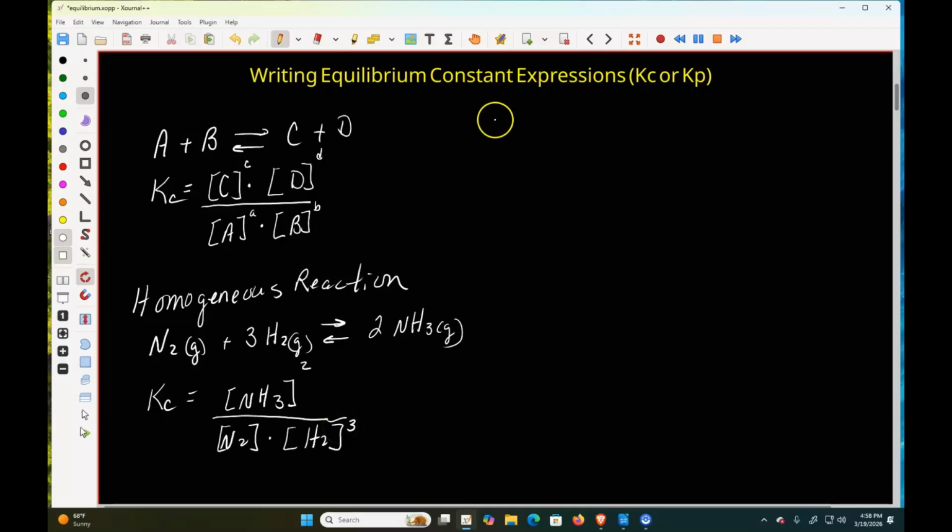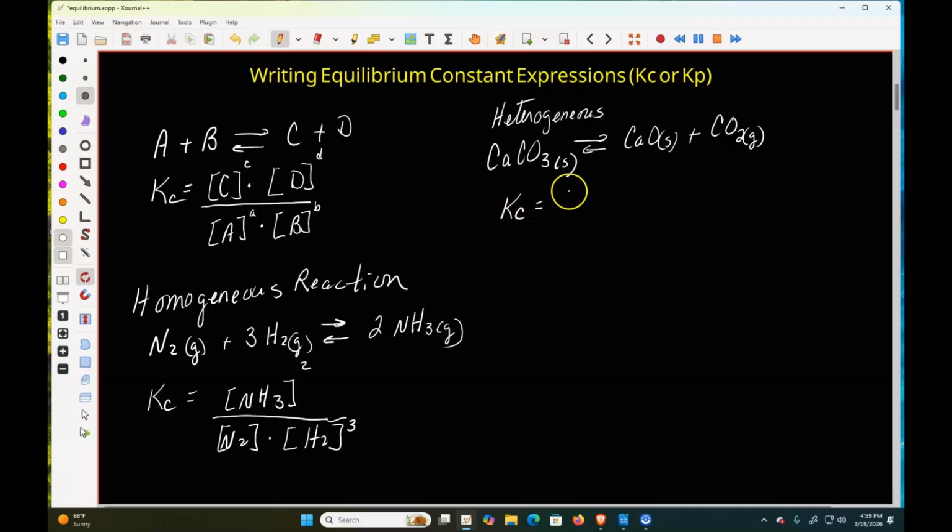An example of a heterogeneous reaction is something like calcium carbonate, which is a solid, to produce calcium oxide and carbon dioxide as a gas. So here you have solids and gases all mixed together. Important rule is always ignore solids and liquids. They're not included. Okay, so if I'm writing my mass action equation, then I would say that the Kc will be equal to the concentration of CO2 raised to a power, so it's 1, so nothing's written there.